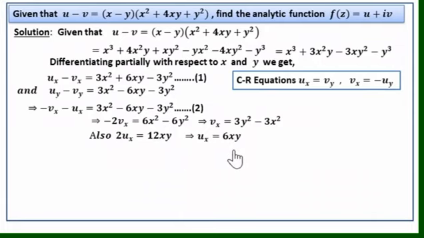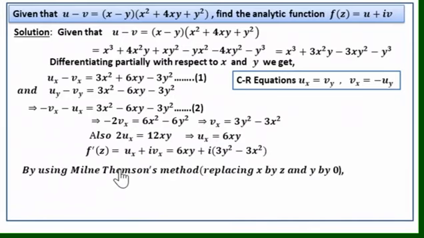Then write formula for f dash of z, which is ux plus ivx. Then substitute for ux and vx here. Okay, so we get this. Then use Milne-Thomson method and convert this as a function of z. Take x equal to z, y equal to 0 here. So we get f dash of z equal to, since here we have y, so substituting y equal to 0, the first term becomes 0, plus i into 3 into 0 minus 3z square, that is f dash of z will be minus i 3z square.